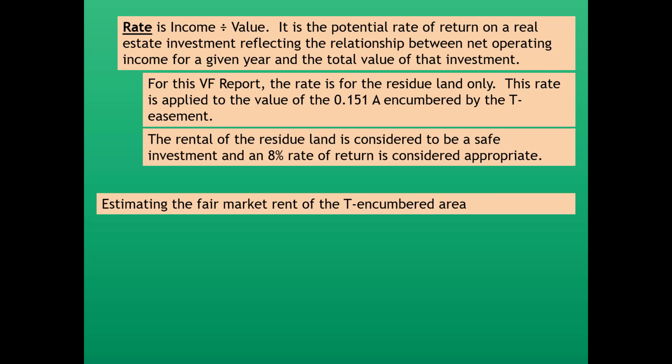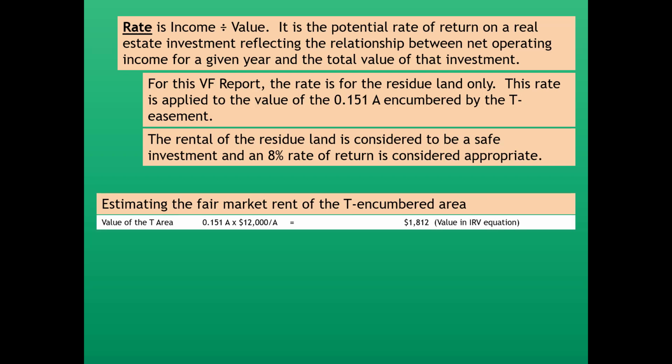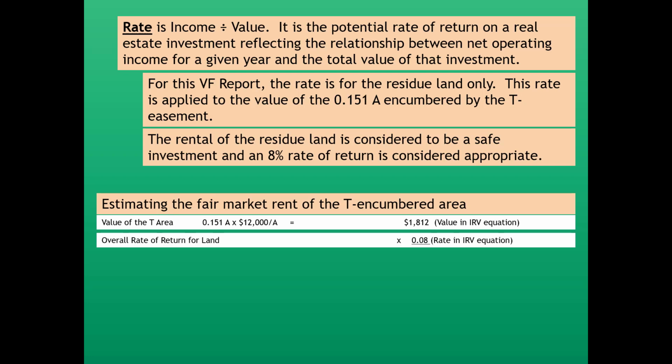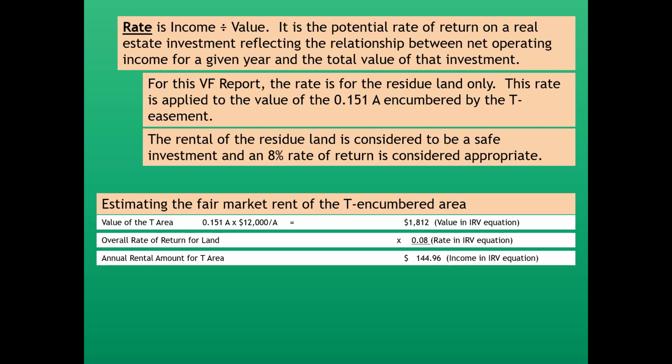Estimating the fair market rent of the T encumbered area is as follows. The value of the T is 0.151 acres times $12,000 an acre, which gives us $1,812. That is the value in that IRV equation. The overall rate of return for that land is 8%, which is the rate in the IRV equation, which gives us an annual rental for the T area of $144.96, which is the income in that IRV equation.